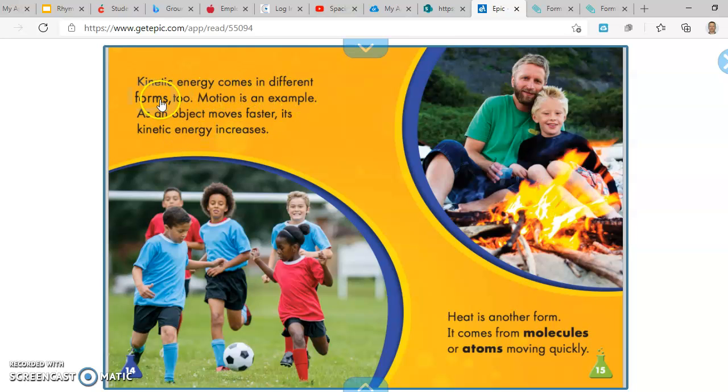Kinetic energy comes in different forms too. Motion is an example. As an object moves faster, its kinetic energy increases. So these kids are playing soccer and they have a lot of kinetic energy and it's increasing as they go faster. Heat is another form. It comes from molecules or atoms moving quickly. There's kinetic energy there.